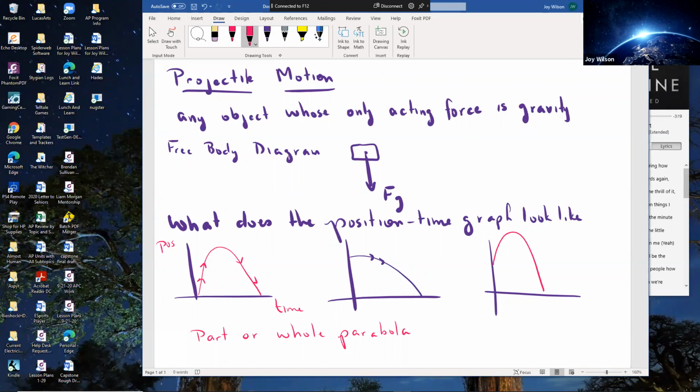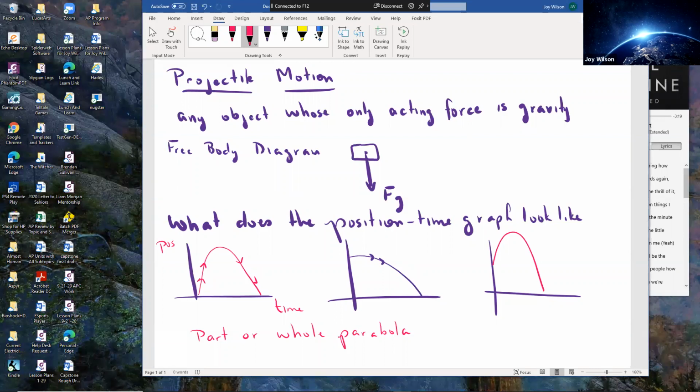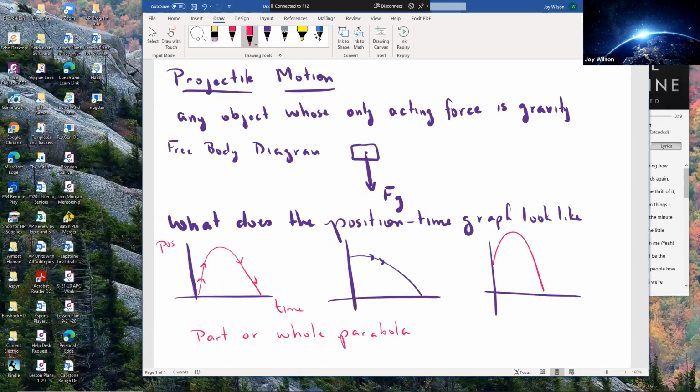Okay, so if we look at the motion, let's just say a football kickoff. How does the football move? Up and out. So this would be the actual physical path that it takes. This is the physical path. What happens with the vertical part only?